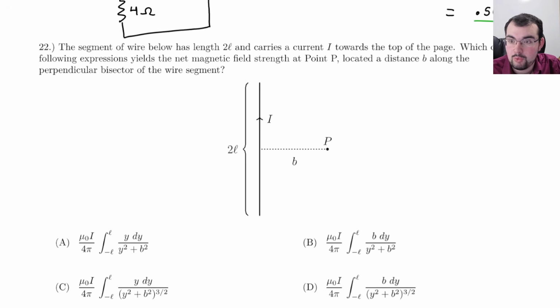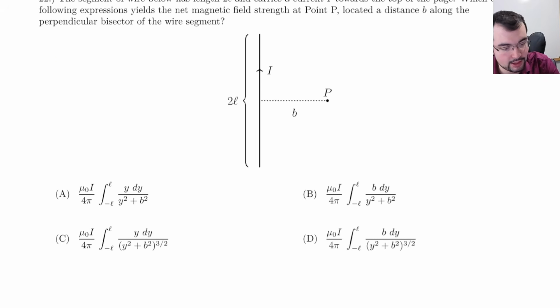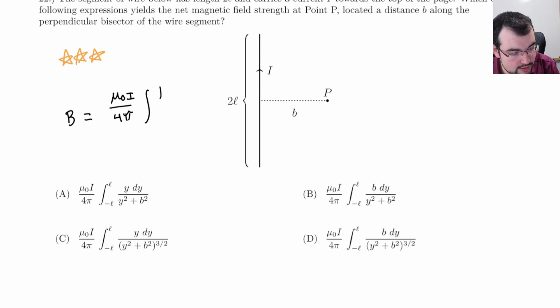All right, this segment of wire shown below has length 2L. It's a finite wire. We want the magnetic field at this point. So this is Biot-Savart. If you see Biot-Savart, you can pretty much do this. Very few easy Biot-Savart questions. So what is Biot-Savart? Biot-Savart says the magnetic field is mu naught I over 4 pi times the integral of dl sine theta divided by r squared, where theta is the angle between the current segment and your point of interest.